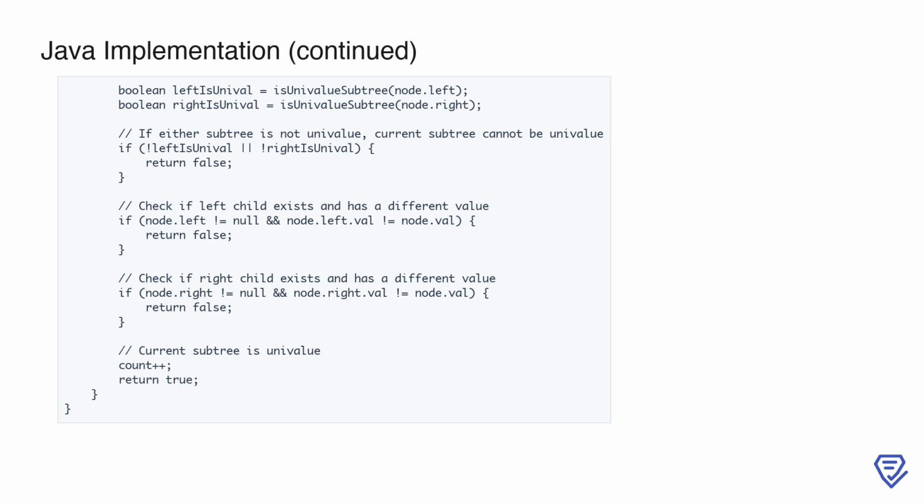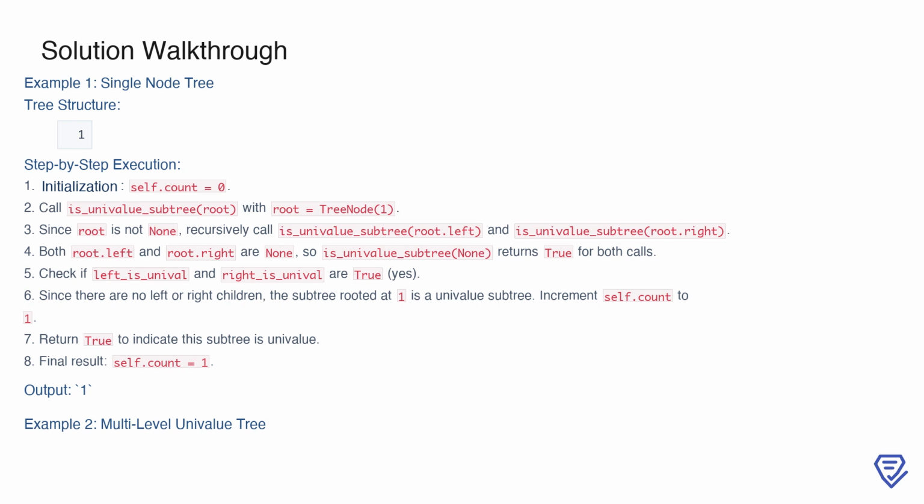If none of these conditions are met, it means the current subtree is Univalue. We increment the count variable to include this subtree and return true, indicating that the current subtree satisfies the Univalue condition. To begin, we start with the simplest example, a single-node tree where the root node has the value 1.